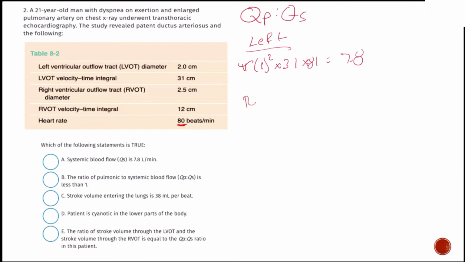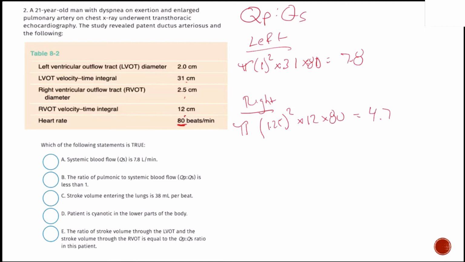Now, our right side is going to be what? Pi times 1.25 squared. Okay. 80. Good. So remember here, look, our VTI is less here than in the left ventricular side, right? And we would expect that because we see that there's a difference in the diameters, right? That makes sense? Okay. So this number I'll give you is 4.7.